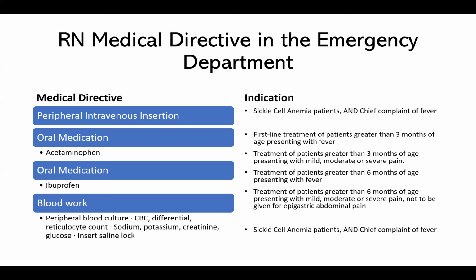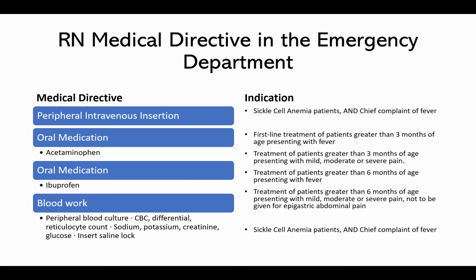And I just want to also review the medical directives that our RNs have in the emergency department, because this will also give you a better understanding of how we can implement specifically quality statement number 3. So the first medical directive is peripheral intravenous insertion. The indication for this is sickle cell anemia patients with a chief complaint of fever.